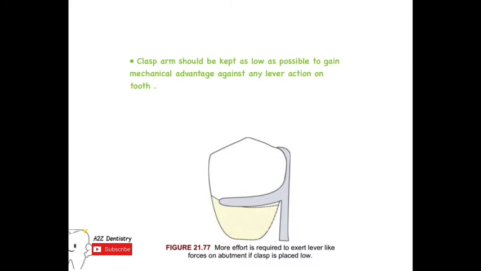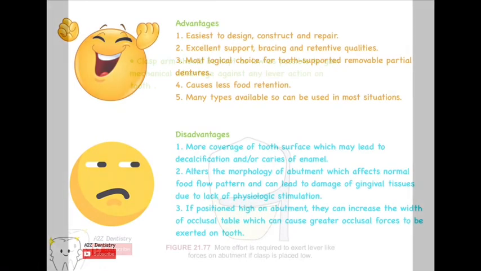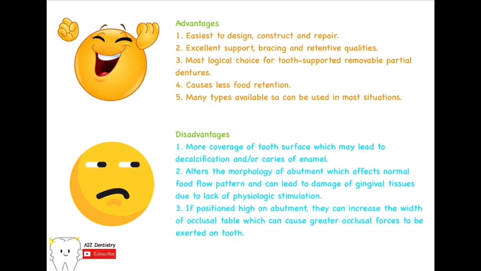Now why are we placing it so low? Because we need it to be closer to the center of rotation of the tooth, which is located at the junction of the middle and apical third, right? So it will be closer, therefore it will tend to resist all the vertical forces which are delivered along it. Therefore we are placing our clasp arm as low as possible so that we can get a mechanical advantage out of that, right? So moving on towards advantages of this circumferential clasp.